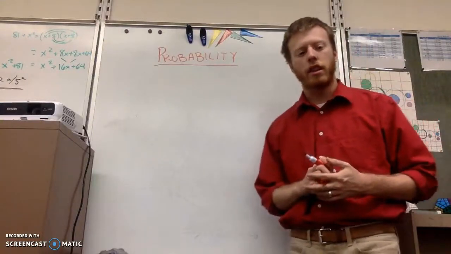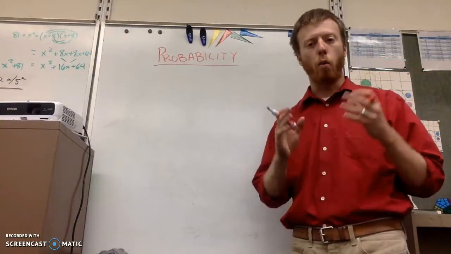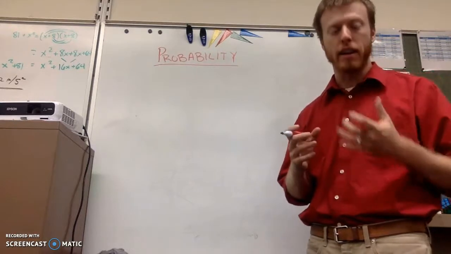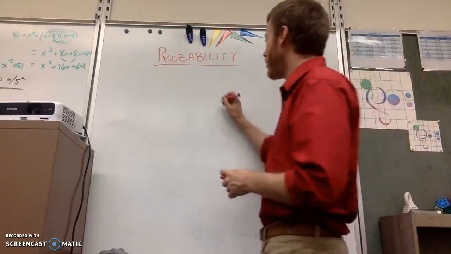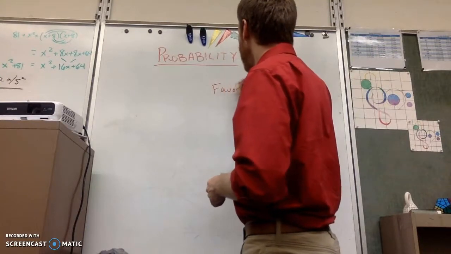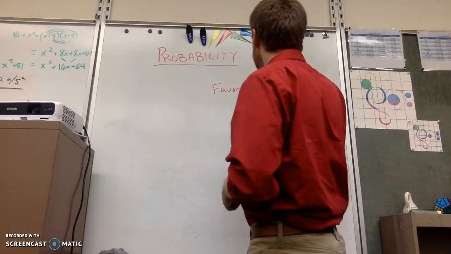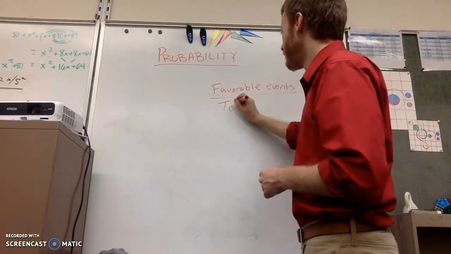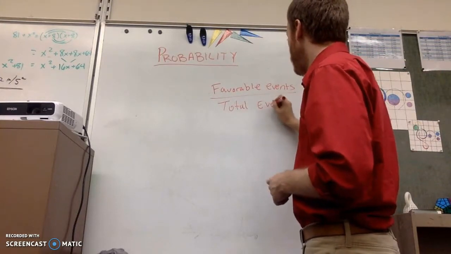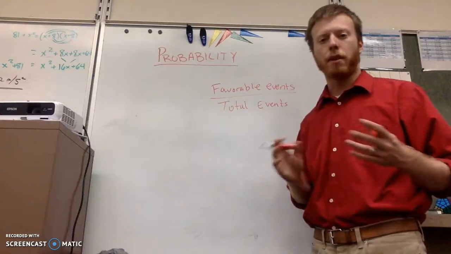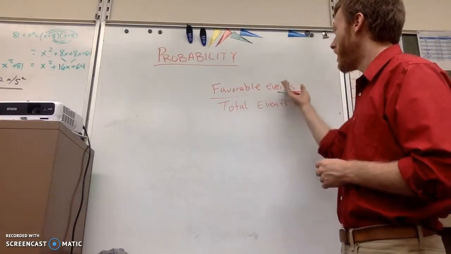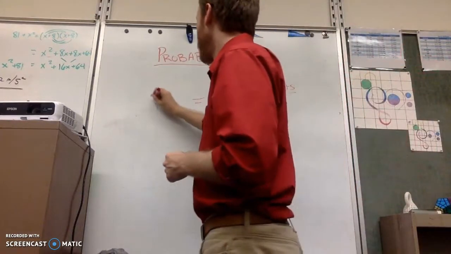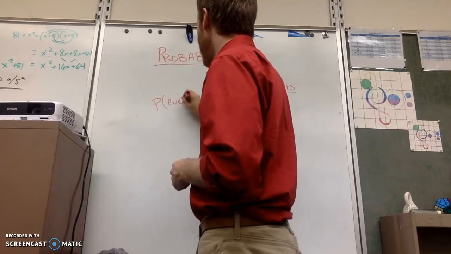Okay, so for this first lesson on probability, we're going to talk about what probability actually is. First of all, probability in its core idea is a ratio of the favorable events divided by the total events. So when we are asking about the probability of something occurring, we have the number of ways that event could occur divided by the total number of events. So, probability of an event occurring.